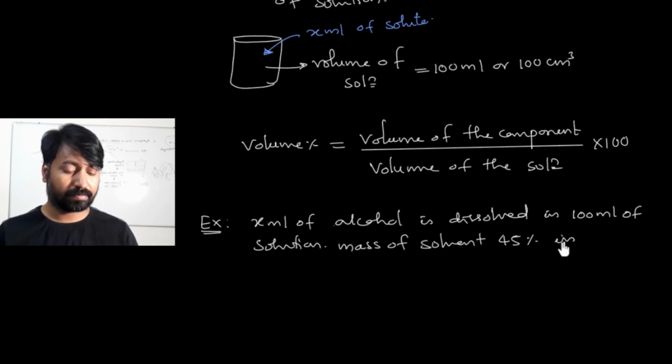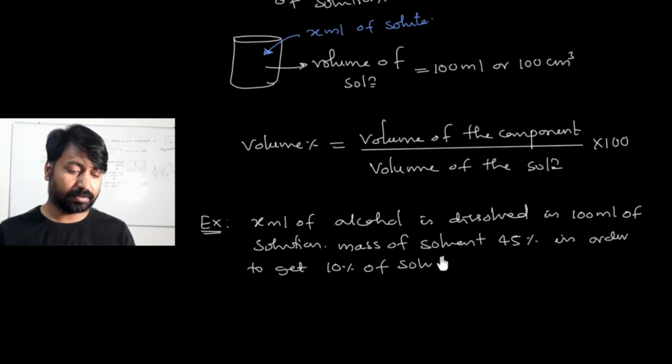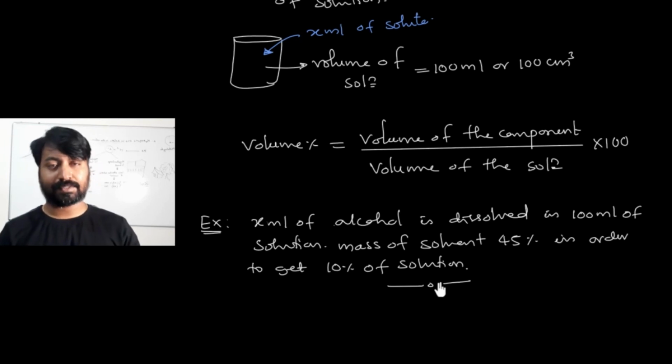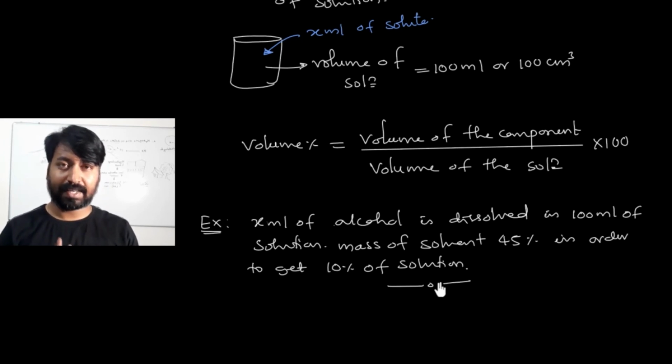In order to get a 10% solution. Okay, this is quite challenging for you students. If you have understood the concept I taught in this video, please solve this and write the answer in the comment box. It's a little bit of a challenge. You have to find the x value, the amount of alcohol: how many ml of alcohol should be dissolved in 45 ml of water to get a 10% solution. Let's see, students. Thank you for watching this video.